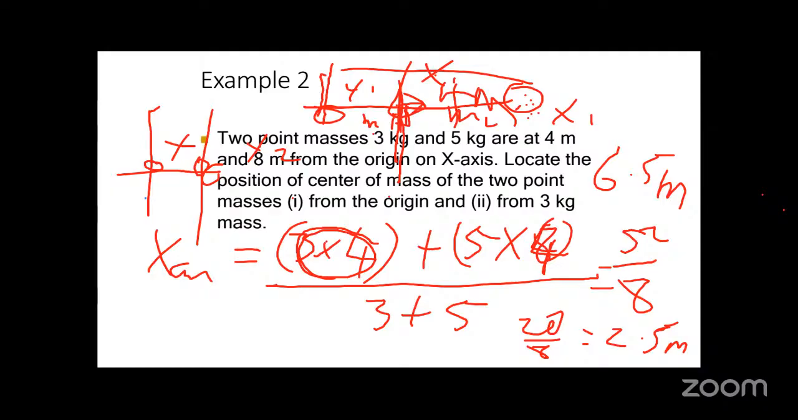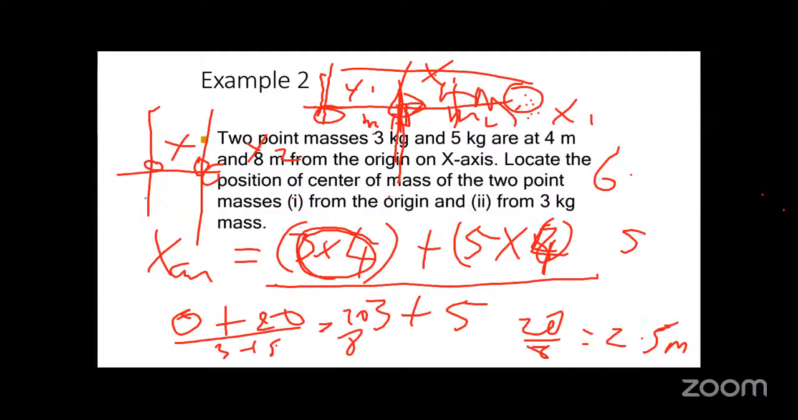So that is why we have 0 plus 5 times 4, which is 20, over 8. That is 20 over 8, which is 2.5 meters. Is that clear now? Yes, sir.